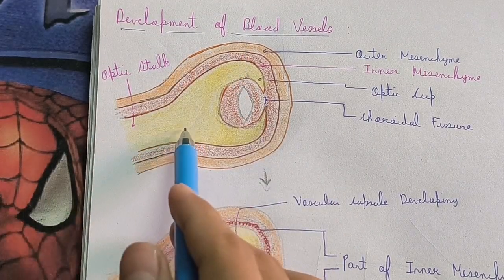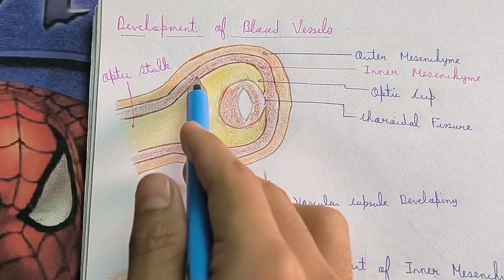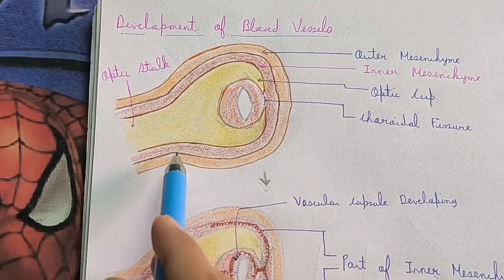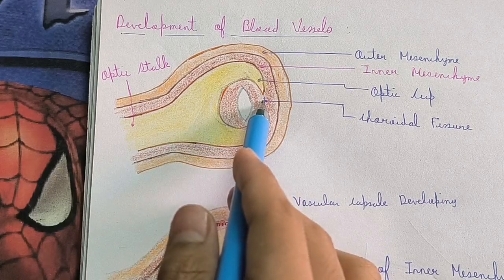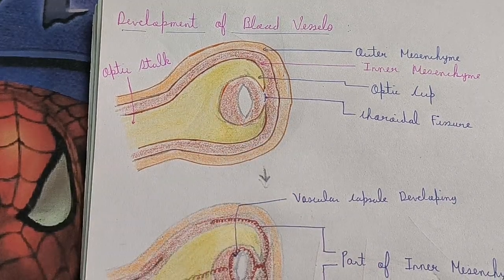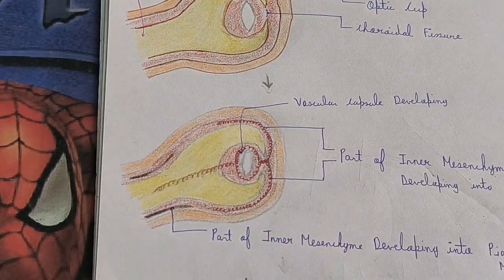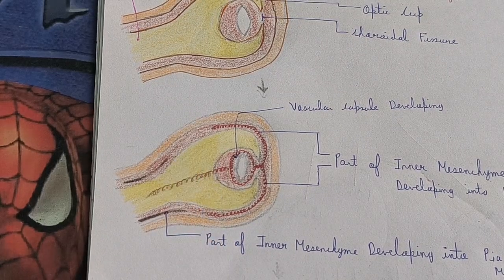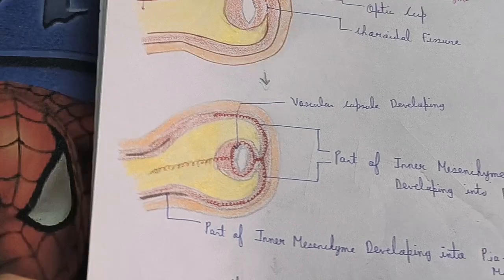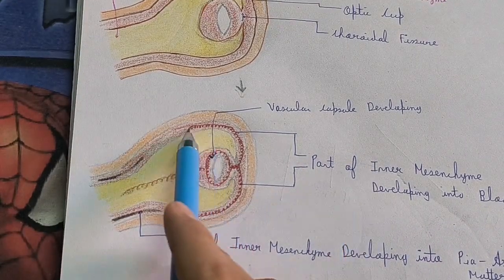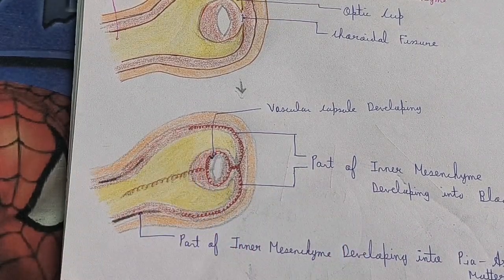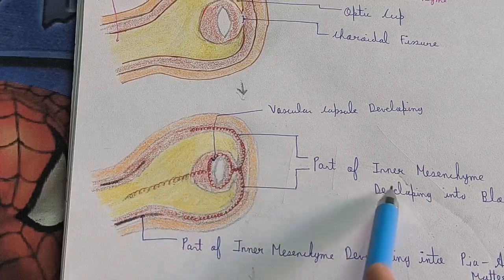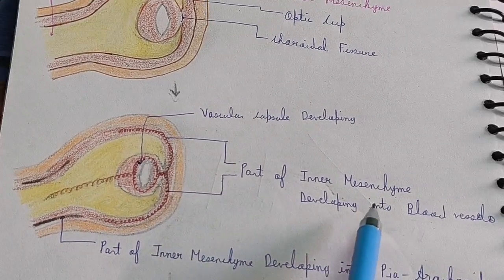As you know, this is the optic cup, this is the inner mesenchyme, and this is the outer mesenchyme surrounding the optic cup, and this is the choroidal fissure. As you already know, from this inner mesenchyme the pia arachnoid mater develops, and blood vessels also develop. So this is the part of the inner mesenchyme that is going to develop into blood vessels.